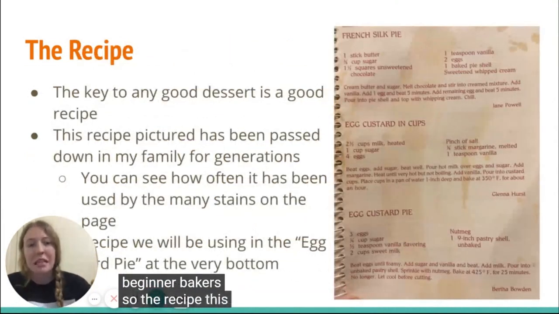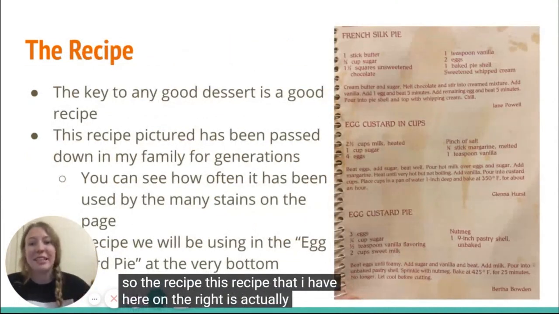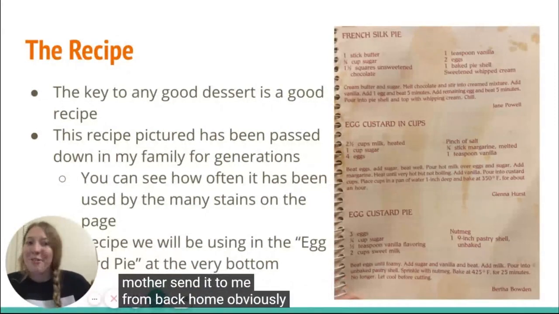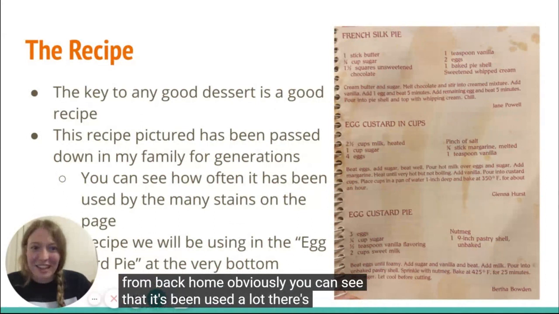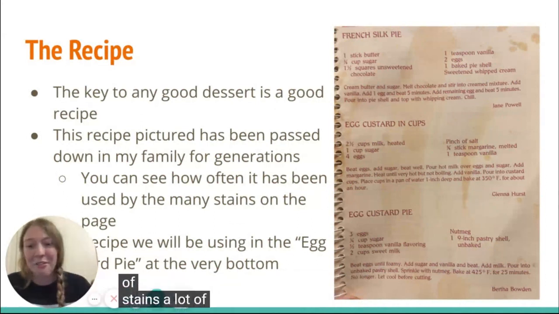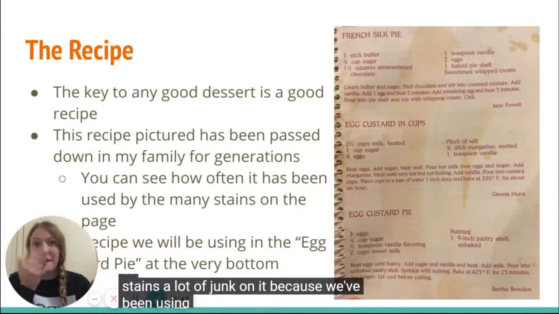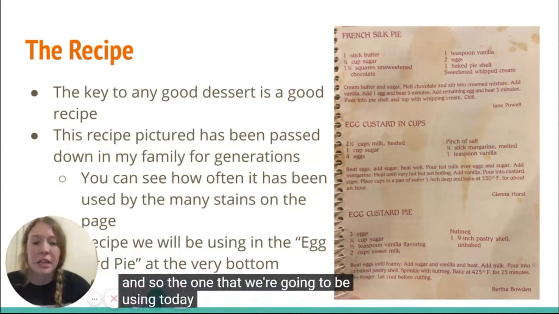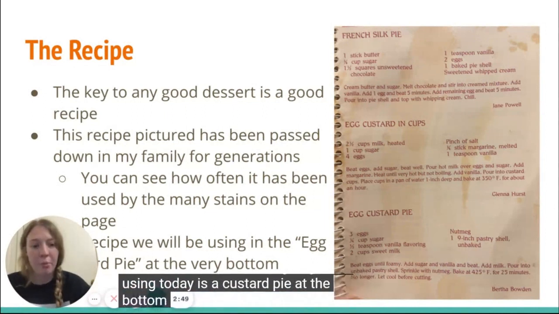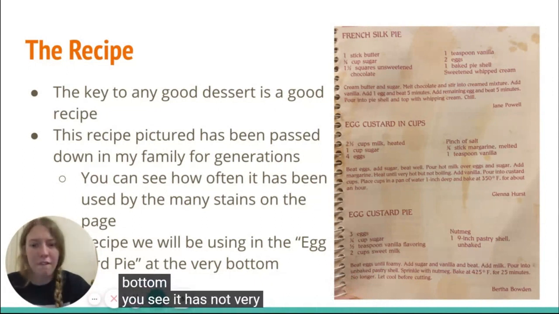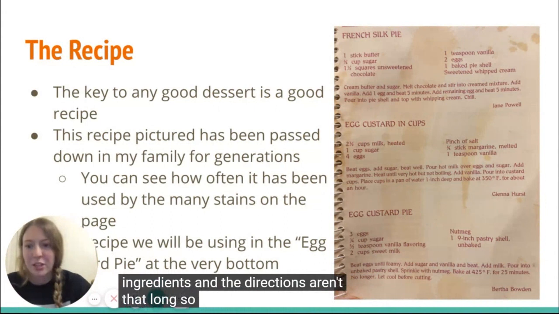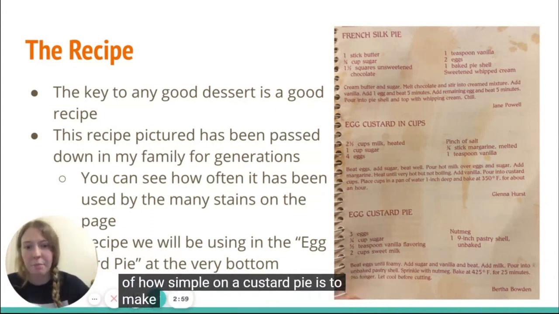So, the recipe. This recipe that I have here on the right is actually, I had my mother send it to me from back home. Obviously, you can see that it's been used a lot. There's a lot of stains, a lot of junk on it, because we've been using it for many, many generations. And so the one that we're going to be using today is egg custard pie bottom. You see it has not very many ingredients, and the directions aren't that long. So yet again, another example of how simple an egg custard pie is to make.